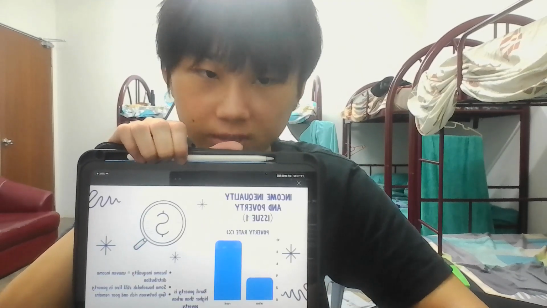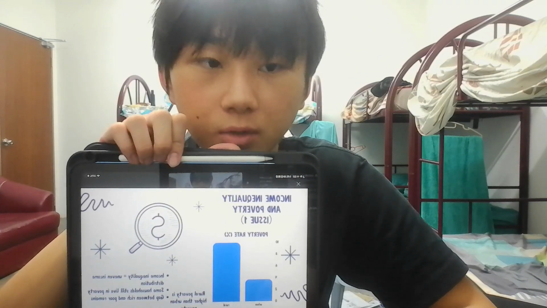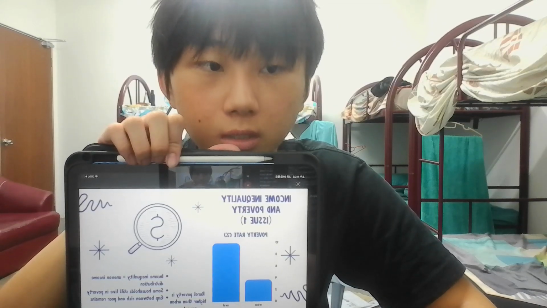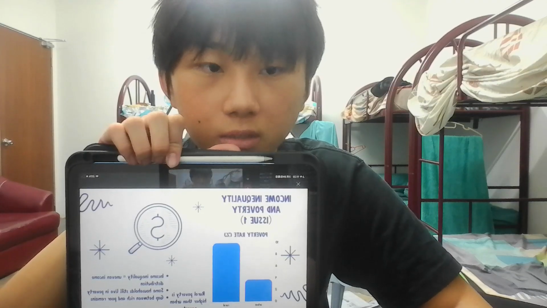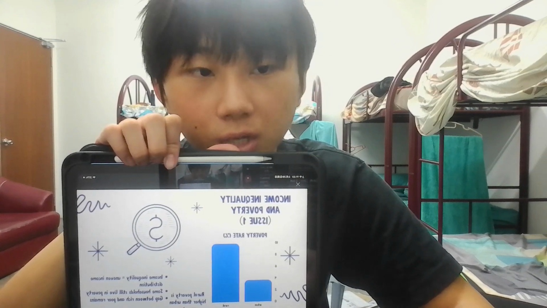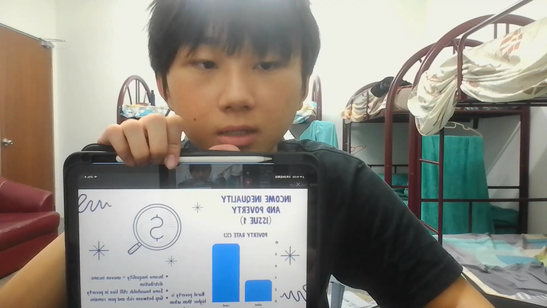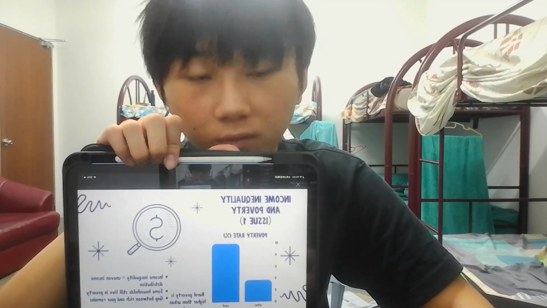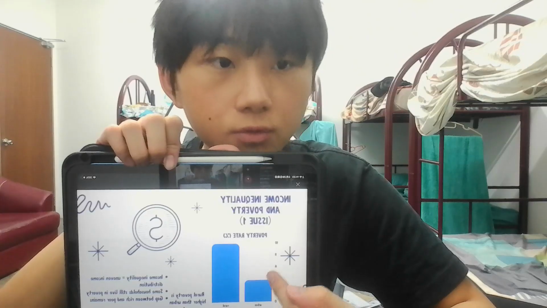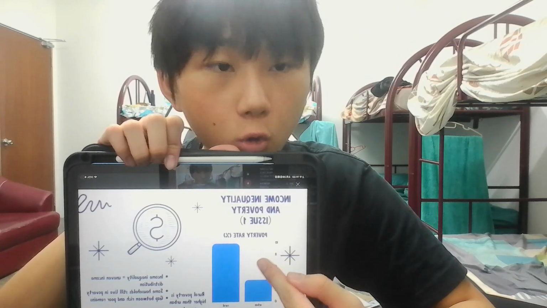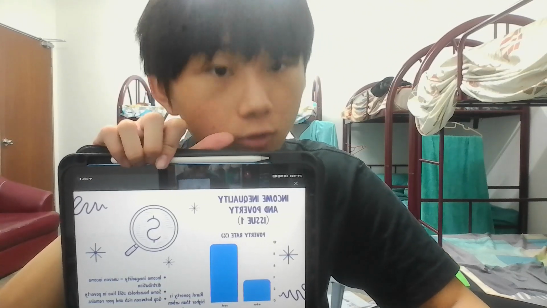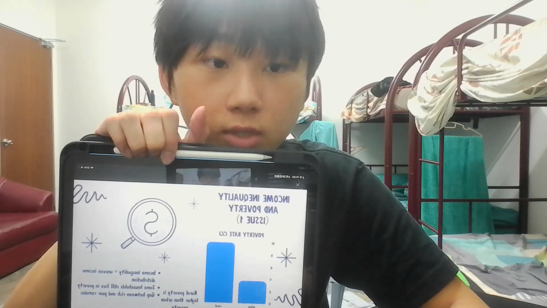So the first issue is income inequality and poverty. Income inequality means that income is not distributed equally among individuals or households. This creates a gap between the rich and the poor. Although Malaysia has developed, some households are still living in poverty. As we can see from the chart, rural poverty is higher than urban poverty. This shows that people living in rural areas face more economic challenges compared to those in cities.